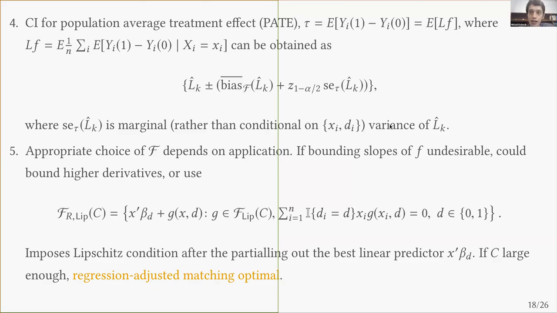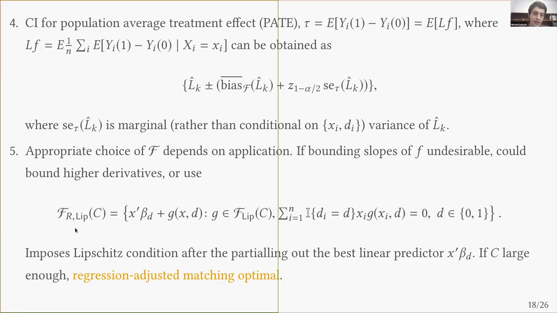The other practical issue that is going to come up is that you're going to need to choose an appropriate parameter space for the conditional mean function. In some of the examples, I stressed the Lipschitz smoothness condition. That may not always be desirable. One worry you may have is that the Lipschitz smoothness condition requires you to bound slopes of the conditional mean function. You may not want to do that. One option in that case is to bound higher derivatives. Another simple option is to impose the Lipschitz condition after taking out the best linear predictor, so that's this smoothness class here.